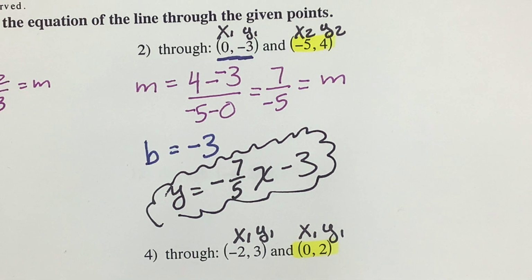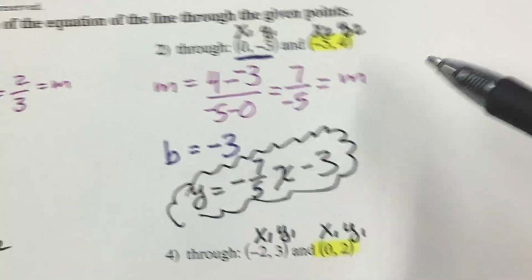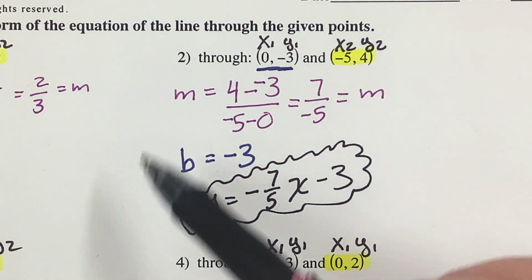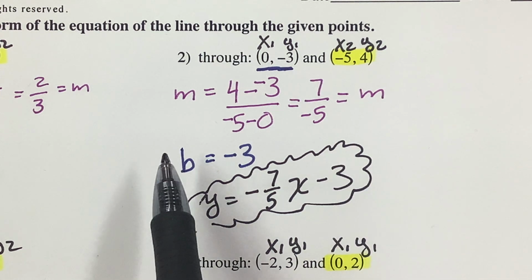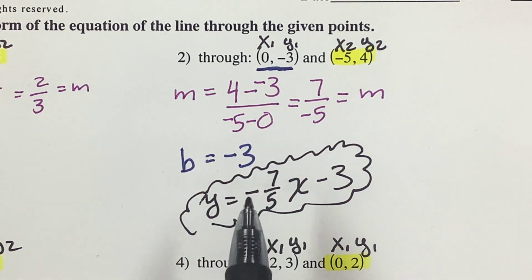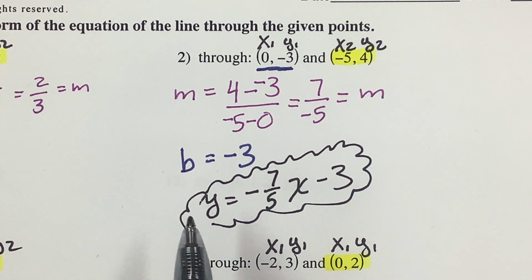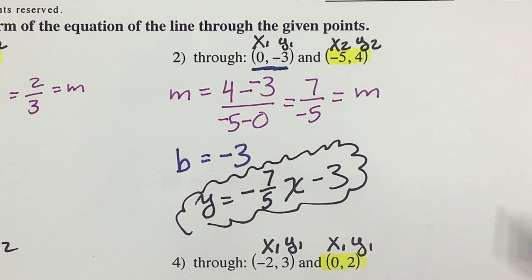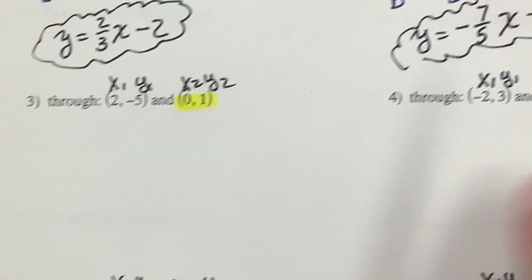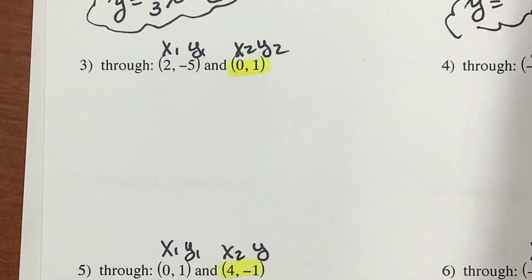Now, I could make a lot more work out of this, but why? This, by the way, is the absolute minimum that I would accept. Using the slope formula correctly, finding b from the coordinate that has x is 0, and writing it as a y equals mx plus b equation. So let's take a look at the next one.